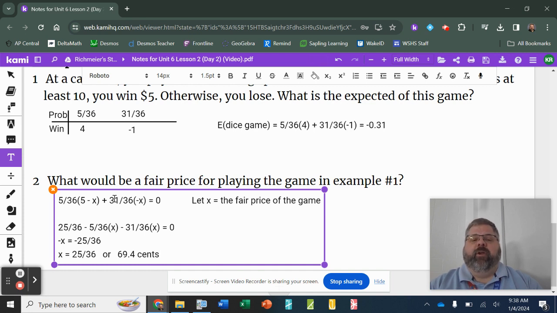So again, to get a fair price, take the probability of winning each different amount if there's multiple amounts. Take the prize amount, like I did here. It was supposed to be $5 minus x, so I'm subtracting my fair price. And then finally, I'll end up with my probability of losing. You're going to multiply it by negative x and then set it equal to 0, because the idea of a fair game is that the expected value is 0. And that's it. Solve the equation and you'll get your fair price for the game.